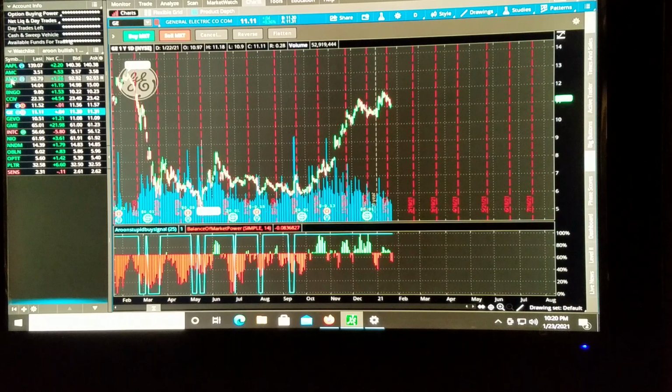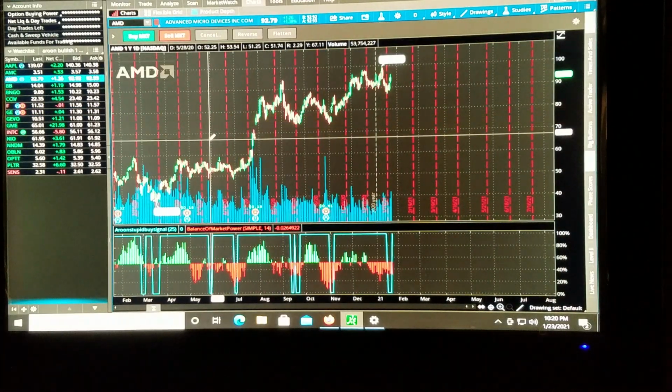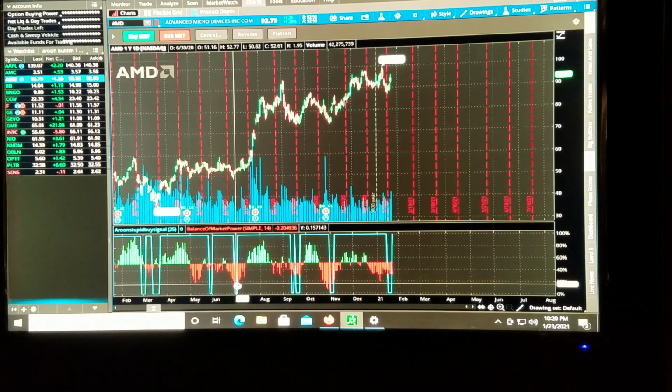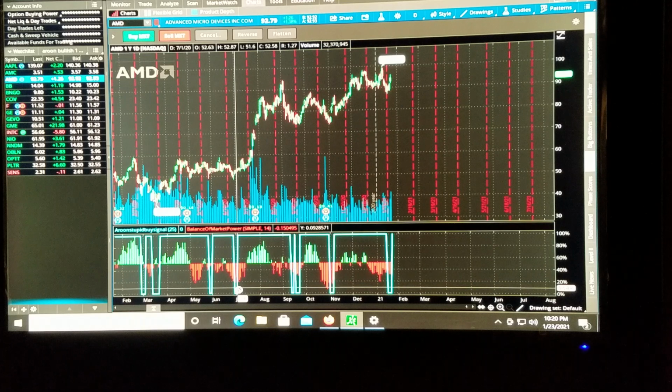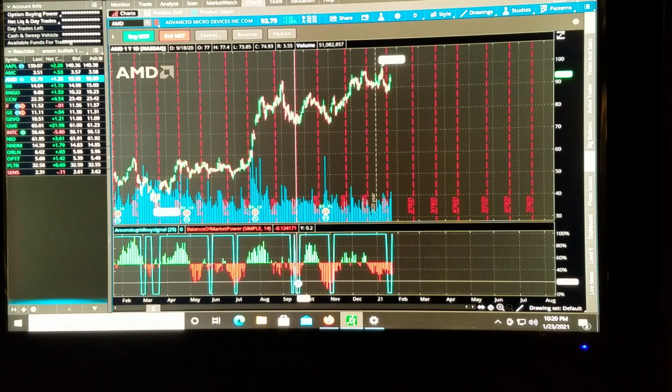Let's look at something else on our list. Let's look at AMD here. We can see when we have a dip in this lined graph, this indicator, and there's a jump in price.